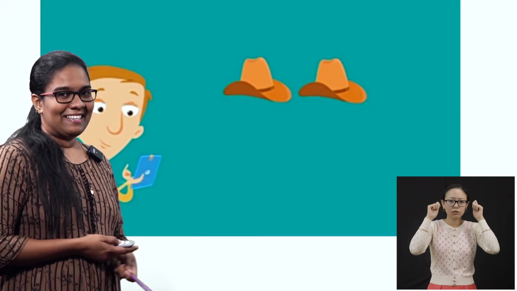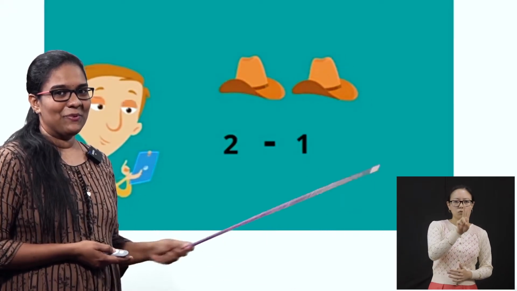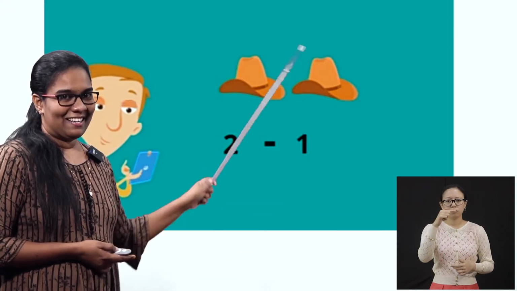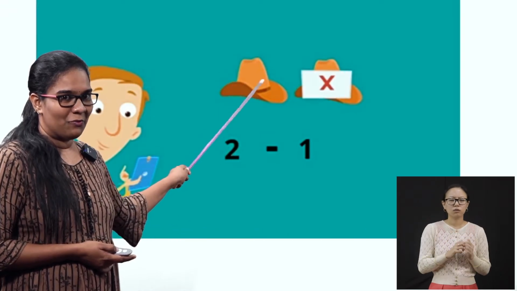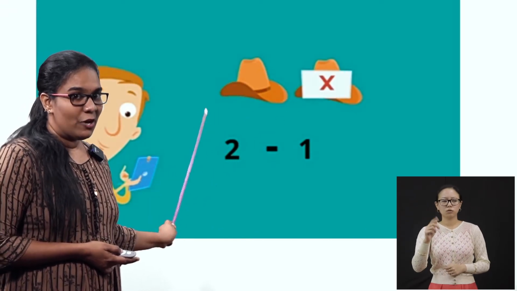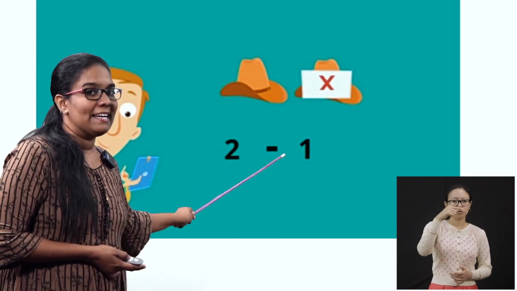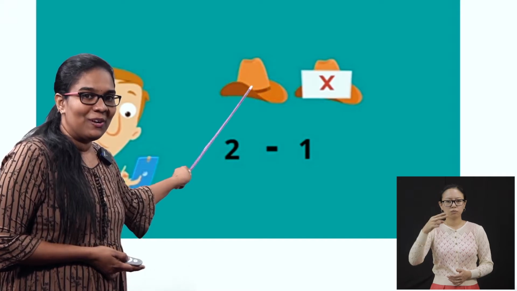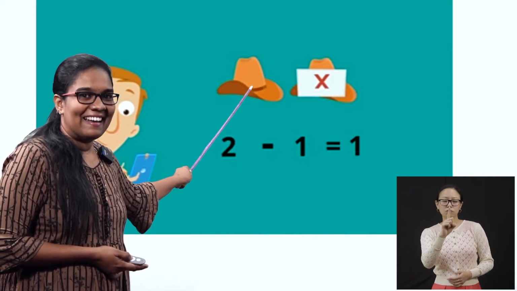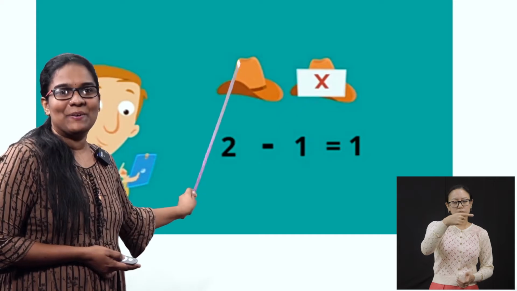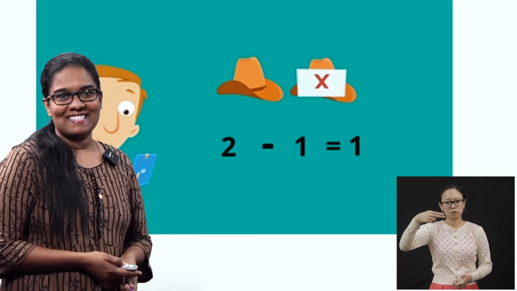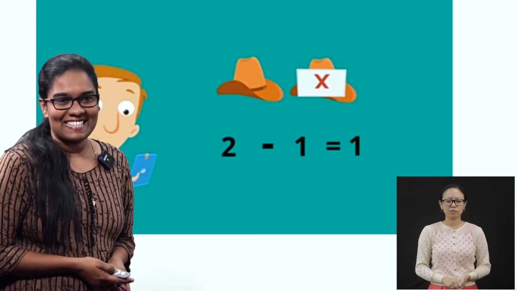Okay, then tell me how many hats are here? Only 2 hats. 1, 2. Then I am going to remove 1 hat from here. That is 2 minus 1. 2 minus 1 is equal to? Yes, it is 1. That is 2 minus 1 is equal to 1. This is subtraction. Is it easy and very interesting?